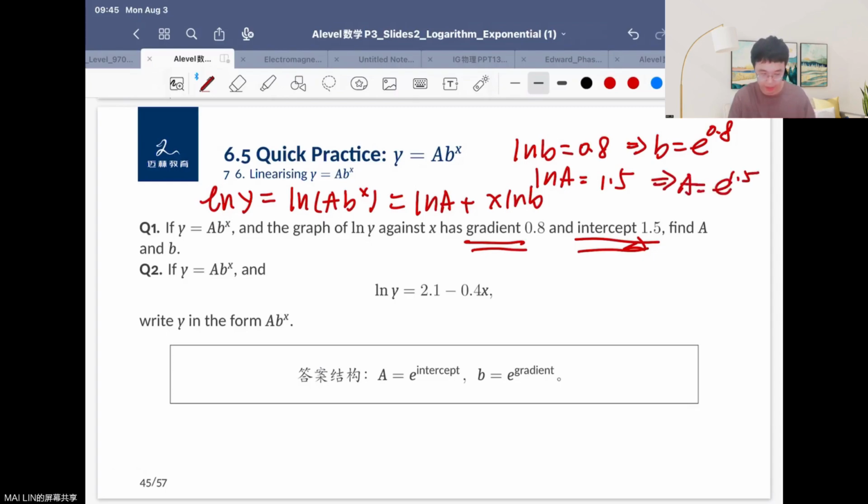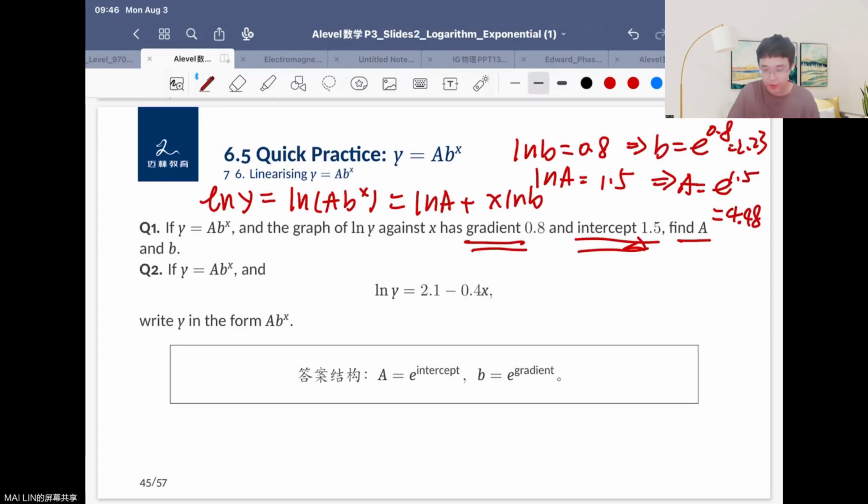But then you can use your calculator to calculate the exact values here, like exponential 0.8. The value here is 2.23. And a here is exponential 1.5. After you type it into the calculator, it is 4.48. That is for A and B here. So we have A is 4.48 and B is 2.23. That is for question one.